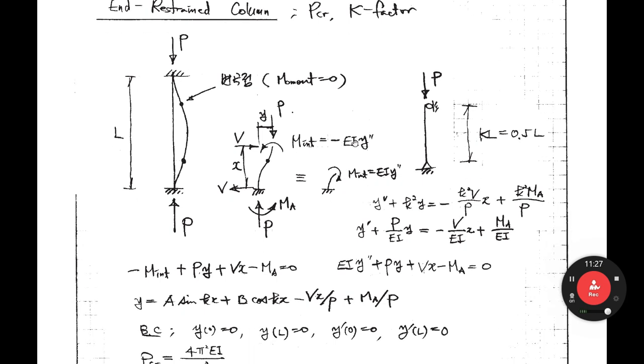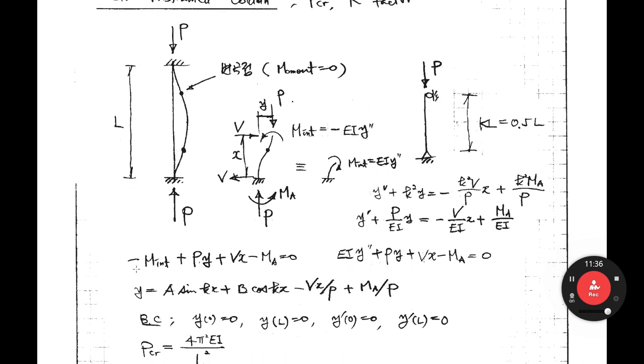So from this free body diagram, you can establish the equilibrium equation, right? So let's look at this one. Counterclockwise, so minus M internal moment, P times y, V times x, right? Minus M_A equals zero, right? Minus M internal moment equals minus EI y double prime, so EI y double prime, right? And then divide by EI in every term, then y double prime plus P over EI y, like that.